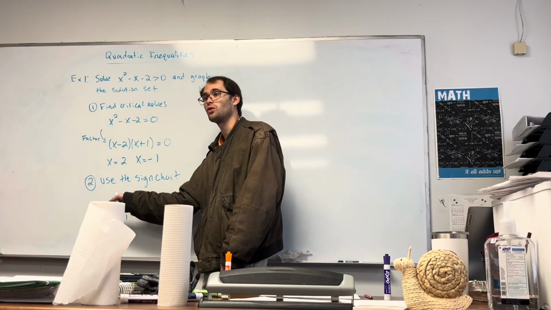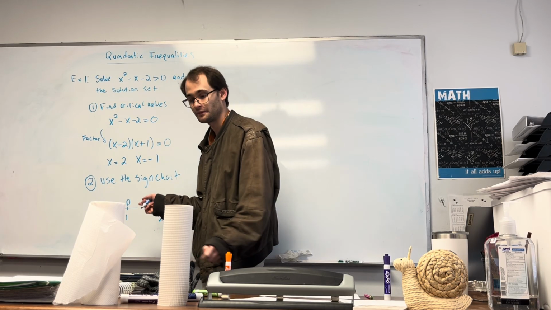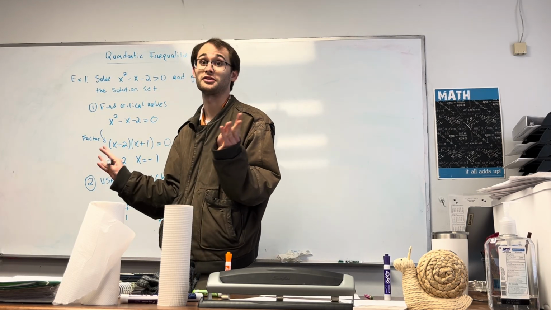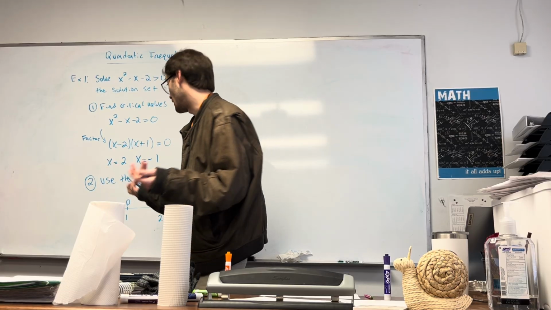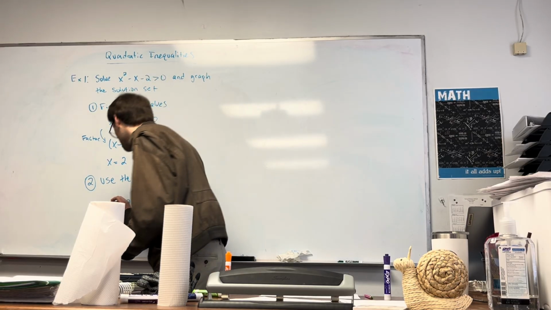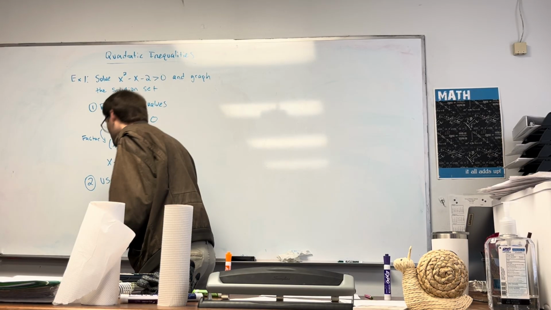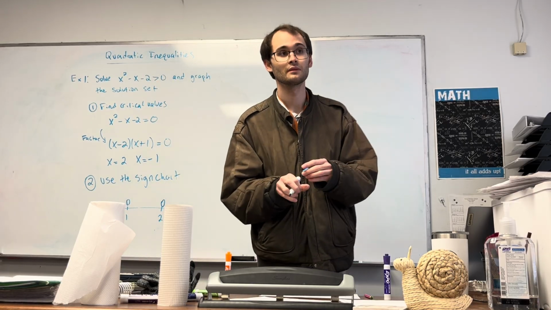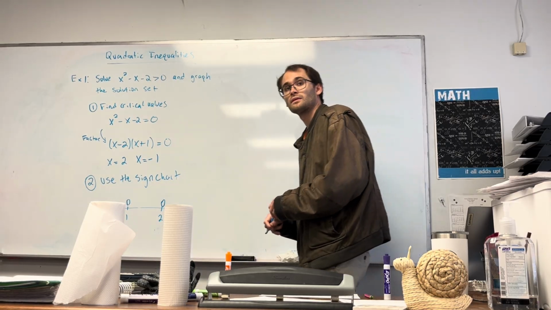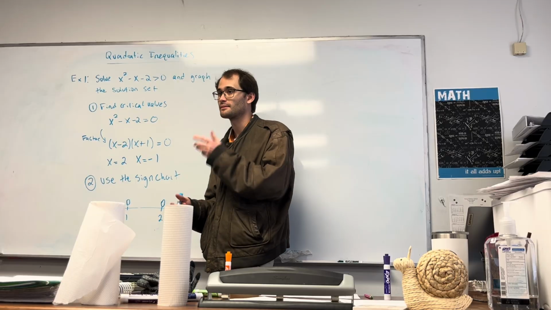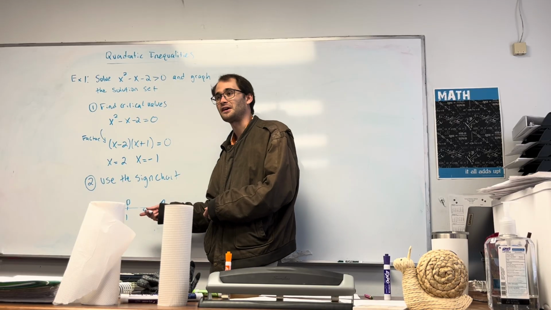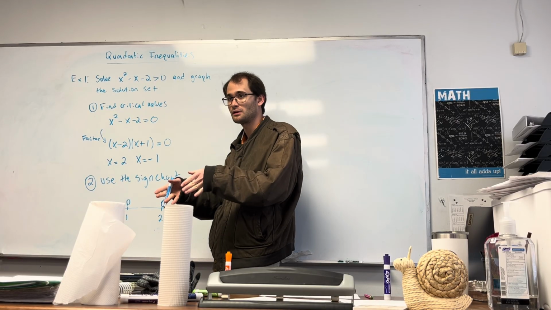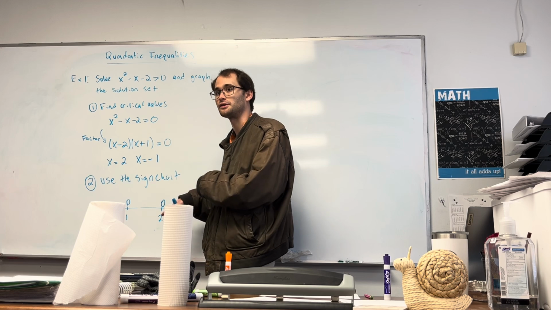I want to now record that information on the sign chart. That 4, let's just be clear about it. Is it positive or negative? Positive. So for this region, I'm just going to put a plus sign. Okay, you do the same thing for each region on the sign chart.